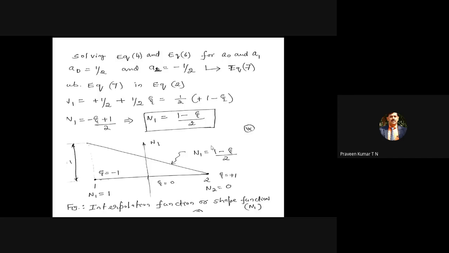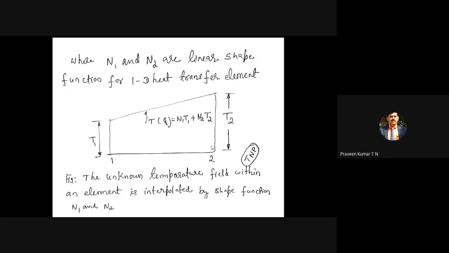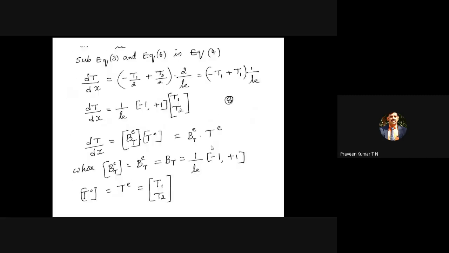This is the N1 value. Next one more is N2. So N2 is given by 1 by 2, (1 plus xi). That is related to finite element analysis. Then we have derived the B matrix. The B matrix is given by 1 by LE, [minus 1, plus 1]. These are some aspects of finite element analysis incorporated in the heat transfer analysis. One is the B matrix, and one more is the shape functions N1 and N2.